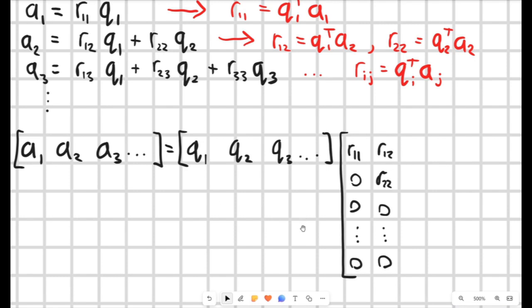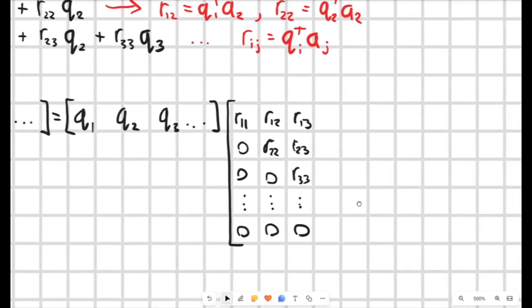I'm sure you can kind of see the pattern here. This column A3 is going to be equal to, well, Q1 multiplied by R13, again looking up here, plus Q2 multiplied by R23 plus Q3 multiplied by R33. And then everything else in that column is equal to zeros. And we keep going like that.